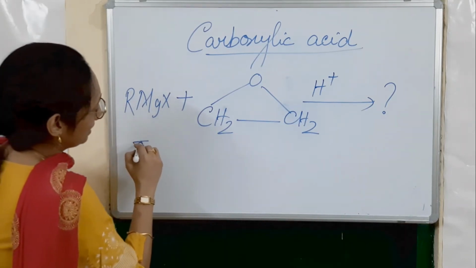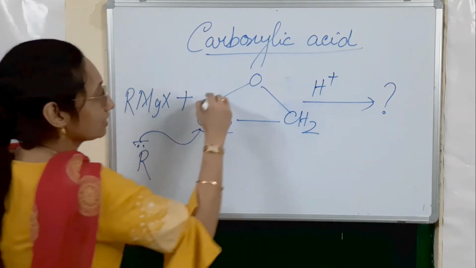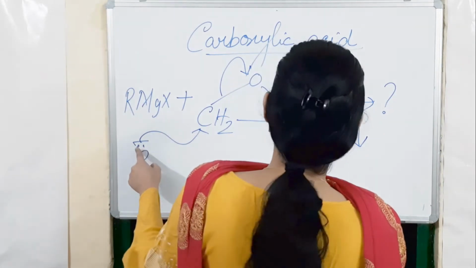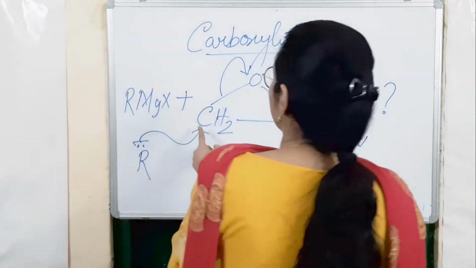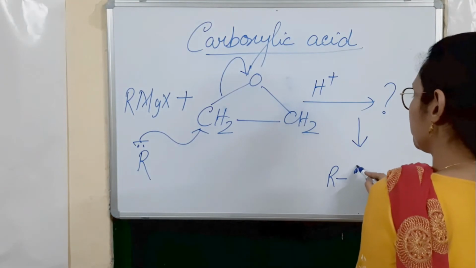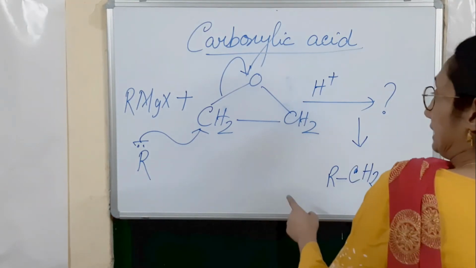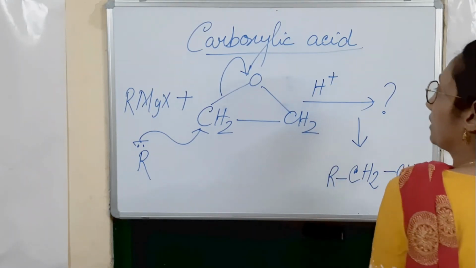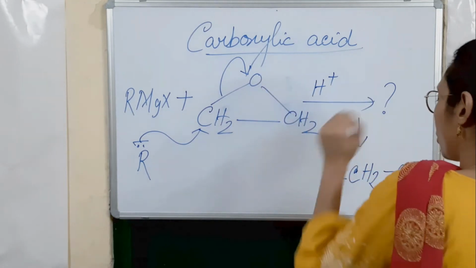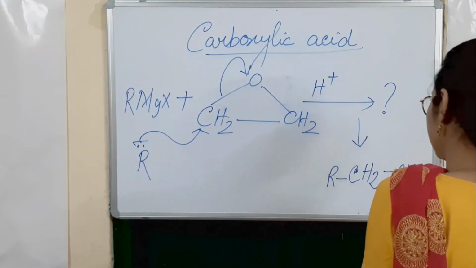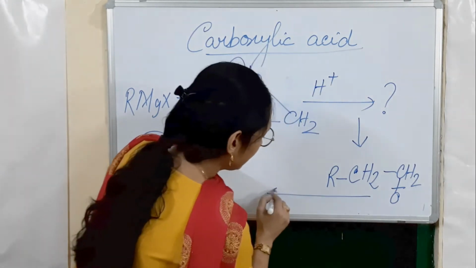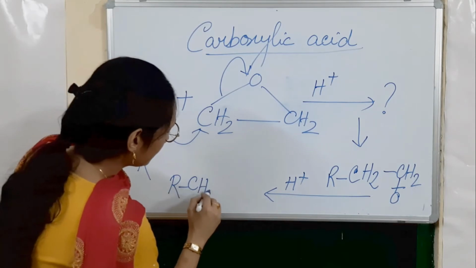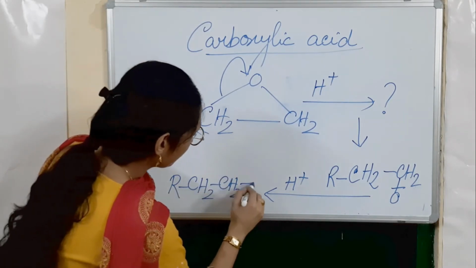Now this R- will attack this carbon, this bond will be broken, and this R will get connected to this CH2. This CH2 is connected to this CH2, and this is connected to O, so it will be O-. In the next step, what will happen? In the next step, H+. So this will become R, CH2, CH2, OH.